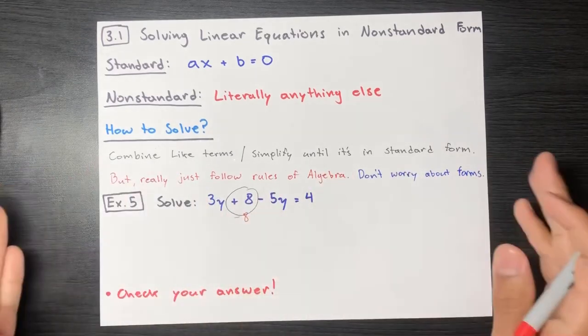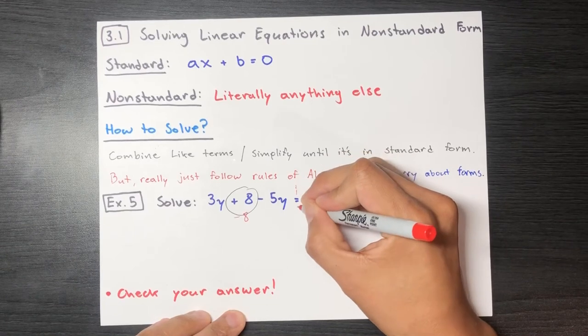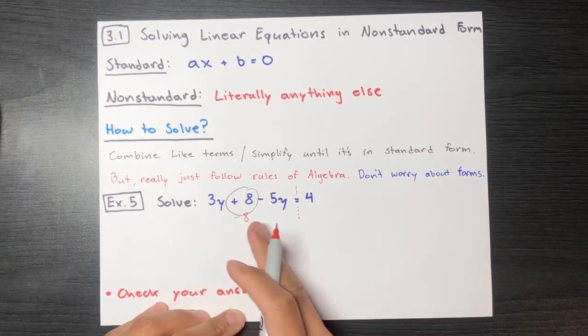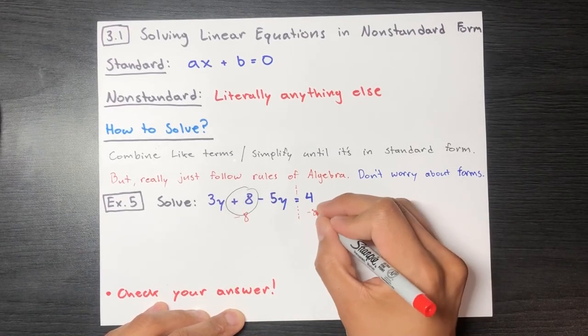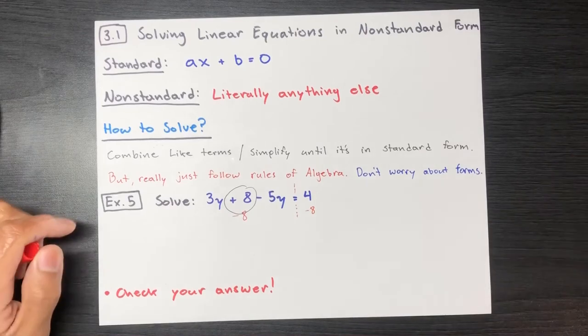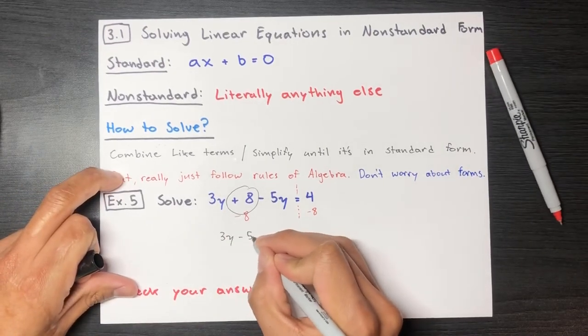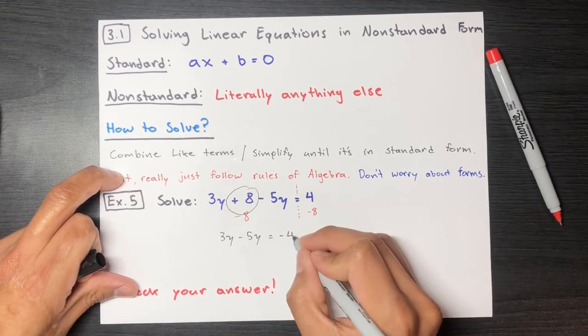But here we have a pretty long equation. So how do we know what the side is? Remember that the side just means the equal sign. We're going to subtract 8 from this side, which means we're going to subtract 8 from this side. And then we're going to end up with the equation 3y minus 5y equals negative 4.